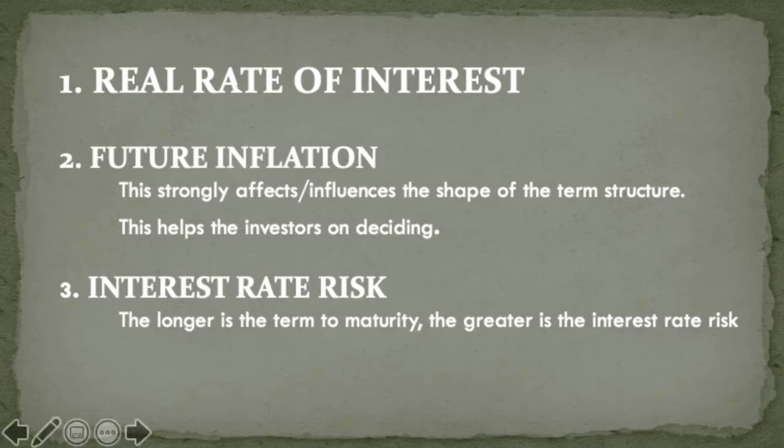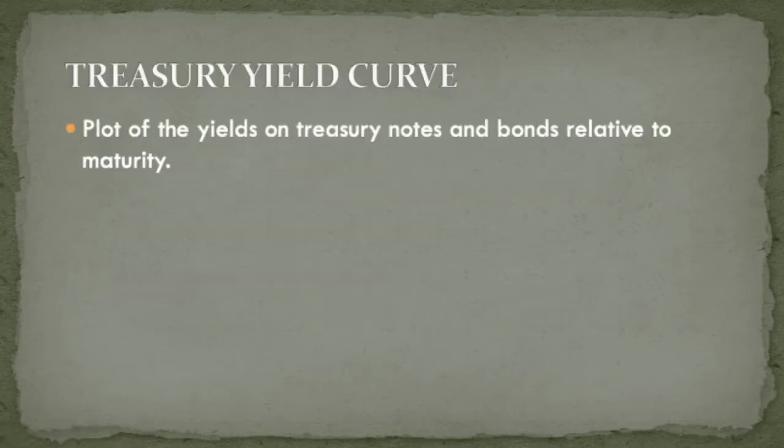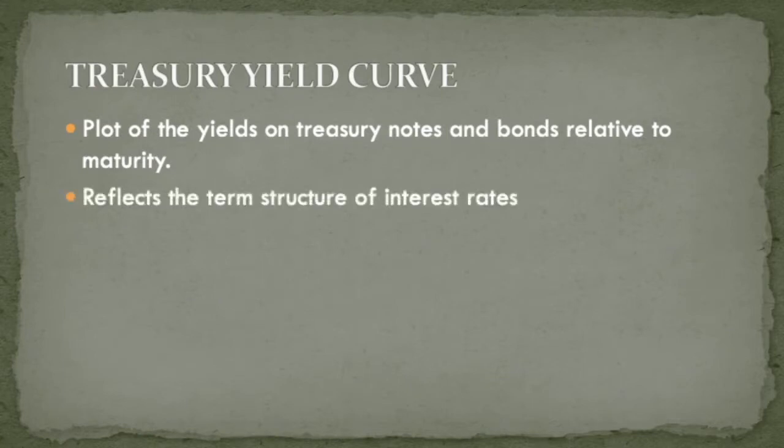Treasury yield curve. It is the plot of the yield on treasury notes and bonds related to maturity. The shape of the yield curve reflects the term structure of interest rates. They are almost the same, but the only difference is that the latter is based on pure discount bonds, while the yield curve is based on coupon bond yields.